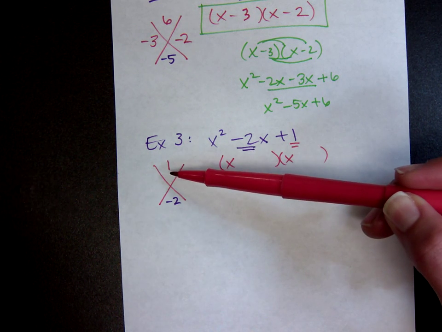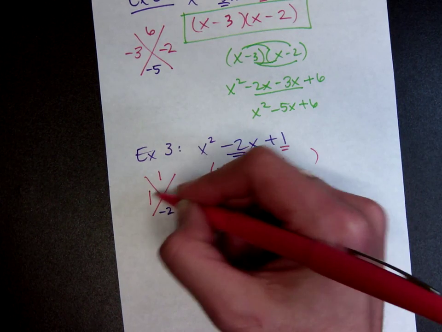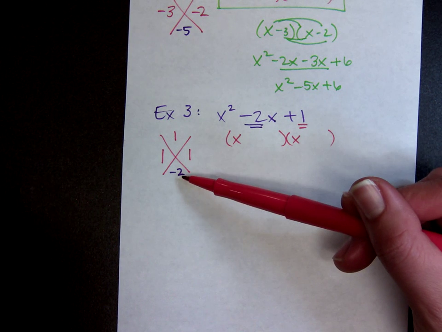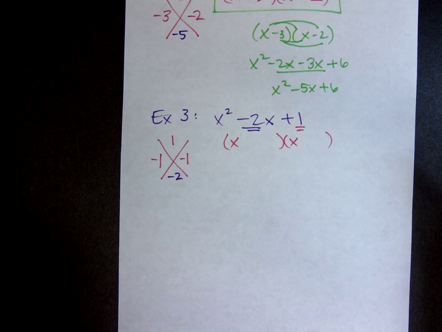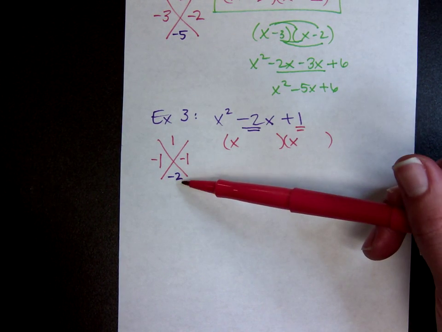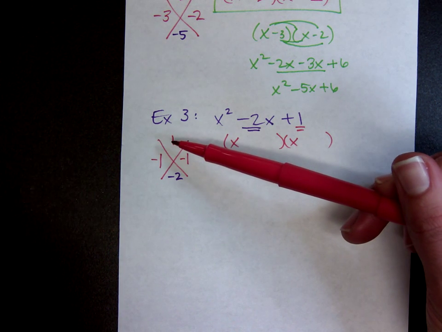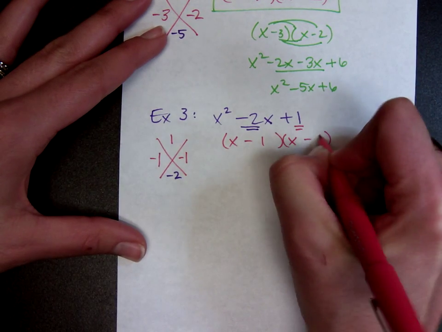Well, what's the only thing I can multiply to get 1? It's got to be 1 and 1. Now, if I do positive 1 plus positive 1, do I get a negative 2? No, but if I change them both to negative, negative 1 plus a negative 1 is a negative 2. And negative 1 times negative 1 is a positive 1. So that works. So let's put our negative 1s in there.